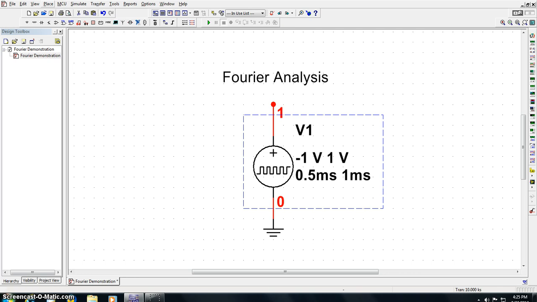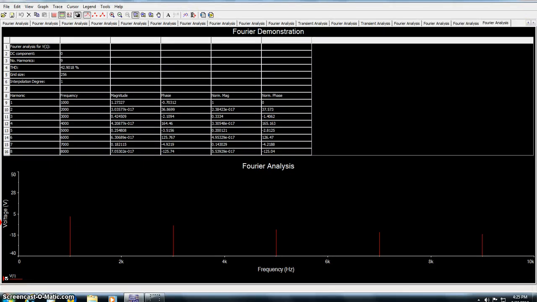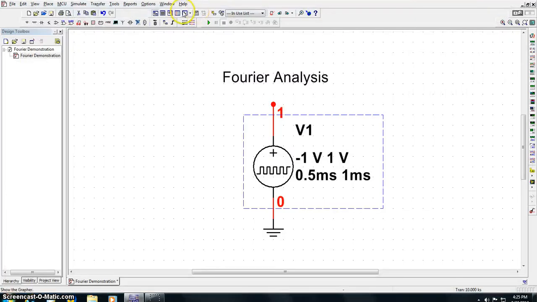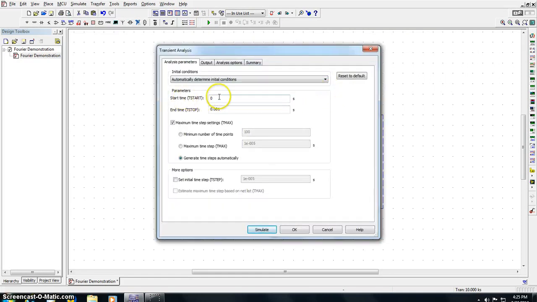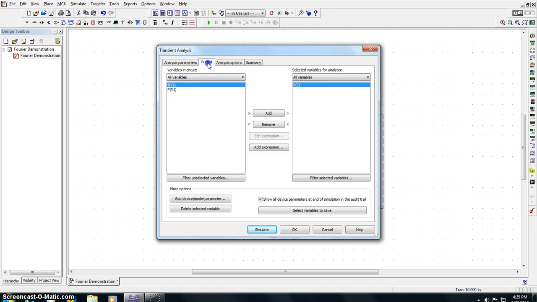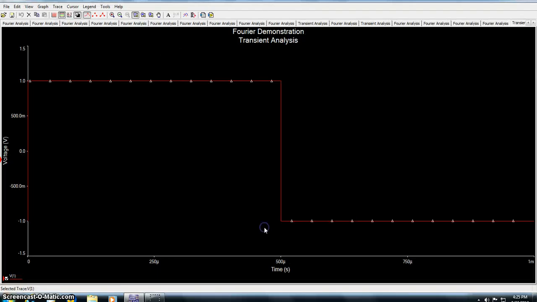The first thing I will do is show the waveform. So let's go to transient analysis. I had something left there from a previous run. And I'm setting it from 0 to 1 millisecond, 0.001 second. I'm going to have it generate time steps automatically for this purpose. And the output should be at V of 1. There's only two nodes, a ground node and node 1. And I'm going to hit simulate.